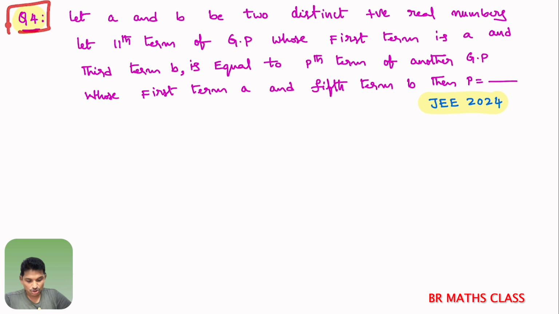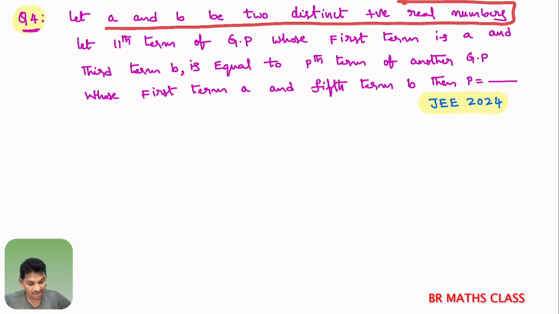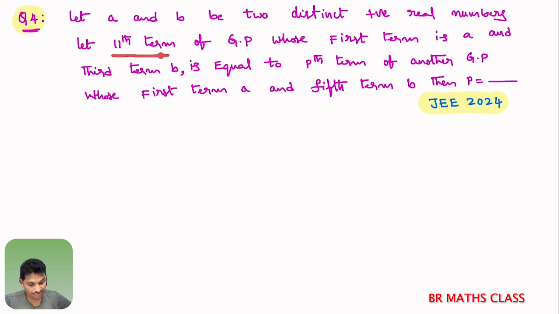You see this question number 4 in geometric progression. This question was given in the 2024 JEE exam. What have they given? A and B are two distinct positive real numbers, different positive real numbers. A bit tricky things are given here. Try to understand. The 11th term of a geometric progression whose first term is A, third term is B.